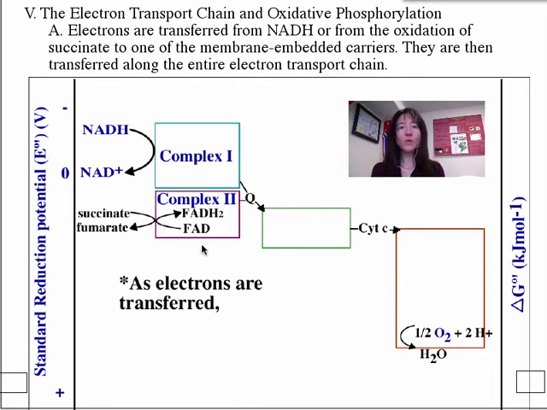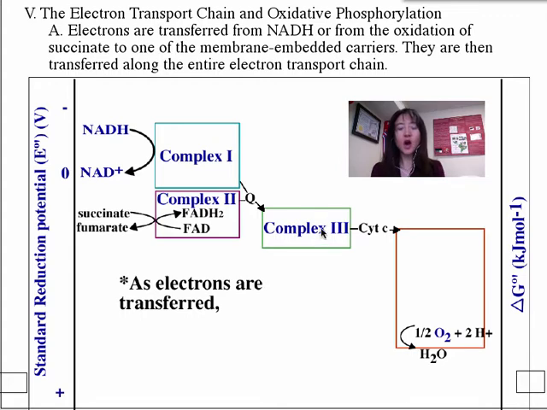Now here's where, when we make that analogy to the ETC being like a highway where there are multiple entry points onto that highway, here's where the entry point from NADH and the entry point from FADH2 come together. They come together at Q. Q is the common carrier. So Q, when it takes on electrons either deriving originally from NADH or deriving originally from FADH2 at complex 2, becomes reduced, it forms QH2, and once it is reduced, it delivers its electrons to complex 3.